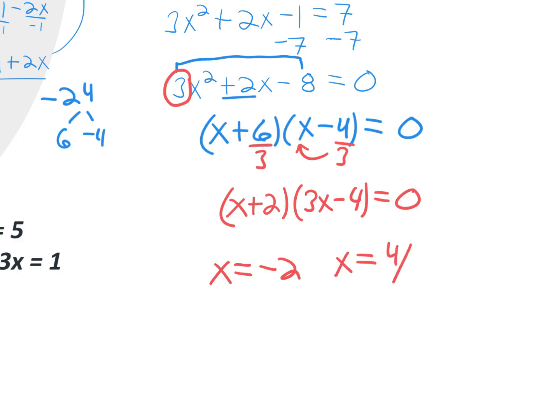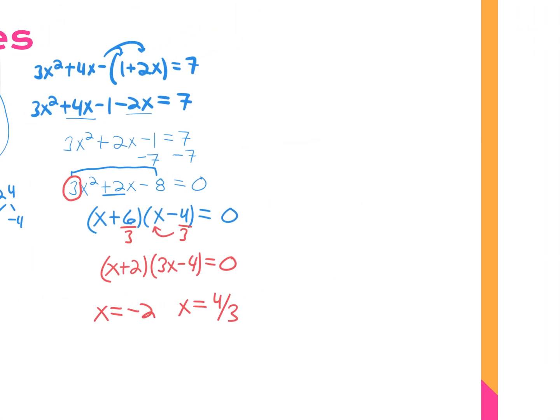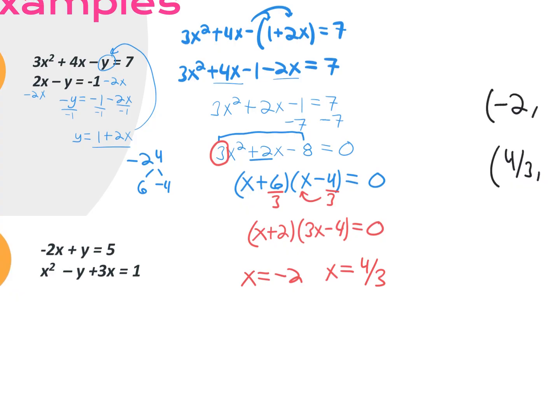4 over 3. So we get two answers here. One of them is going to have an ordered pair of negative 2 comma something. The other one is going to have an answer of 4/3 comma something, right? So you're going to have to plug both of these in.